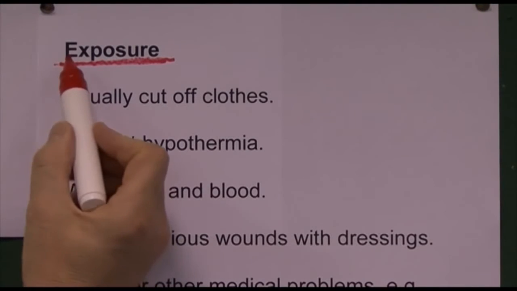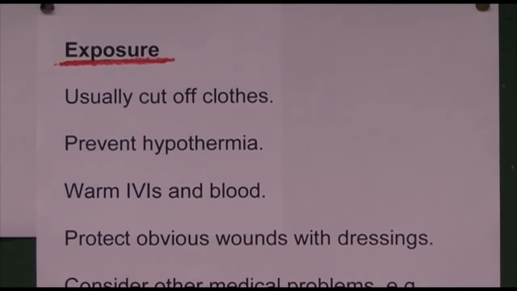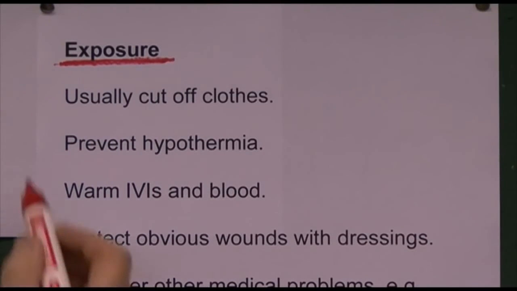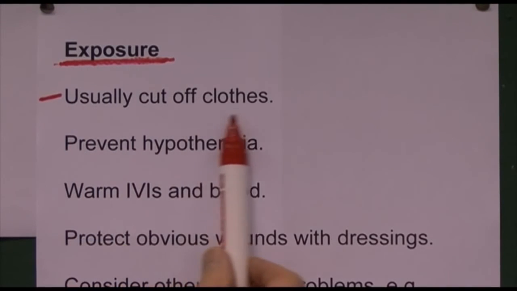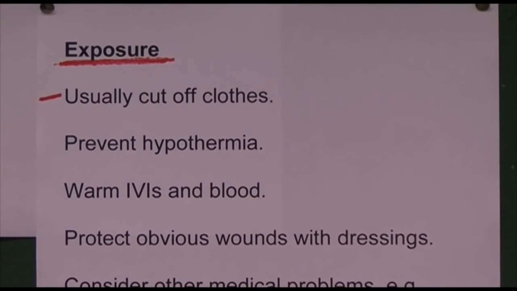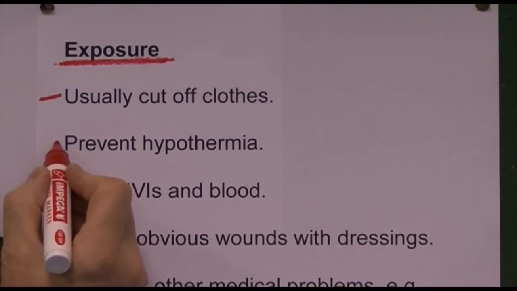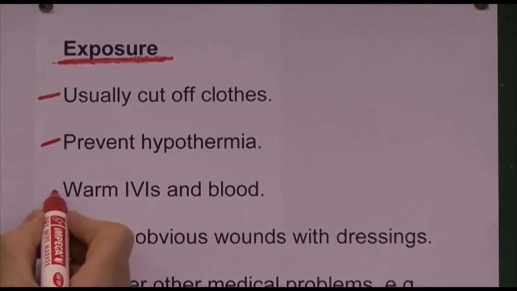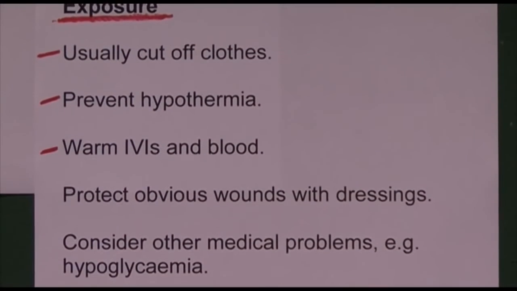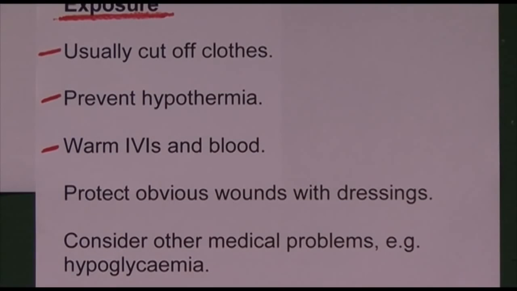So E for exposure, environment, and everything else. So usually we'll cut off the patient's clothes because we don't know what injuries are beneath them, and moving their limbs or their body could cause further injury if there's unstable fractures, for example. But we want to control the environment to prevent hypothermia, because the hypothermia will inhibit blood coagulation. That's why we warm intravenous infusions and why we warm blood before giving it.